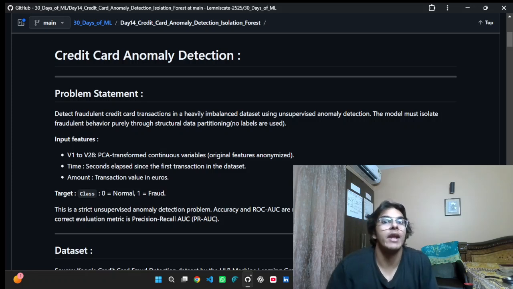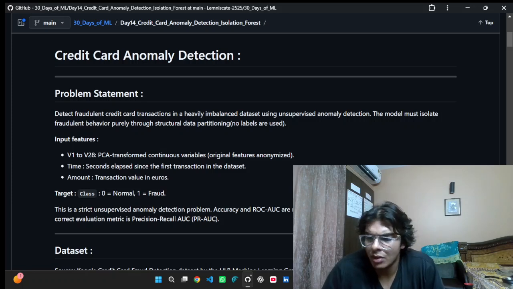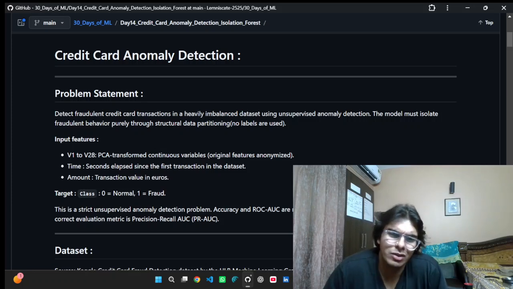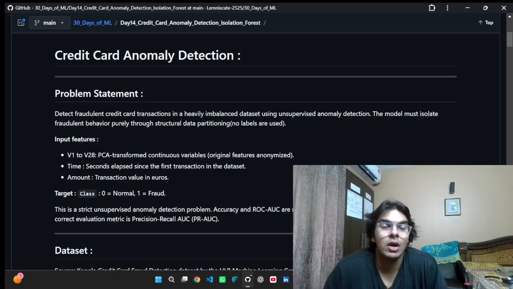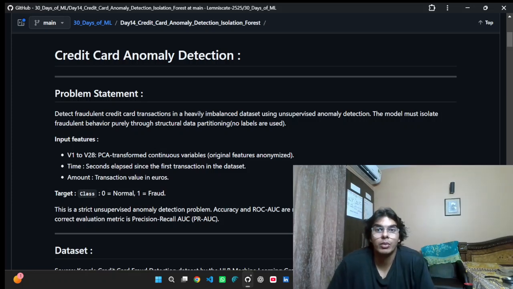So what do we have on our hands today? We have a credit card anomaly detection problem. Okay, so as usual, we'll be moving forward with our typical way. First of all, let's quickly get into the problem statement. What do we have in this problem today?